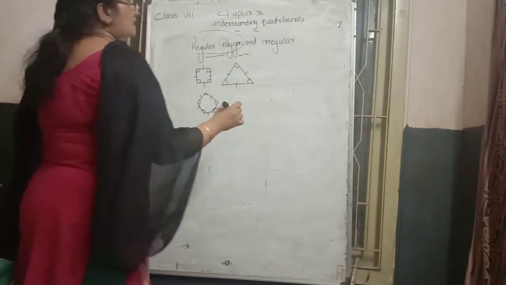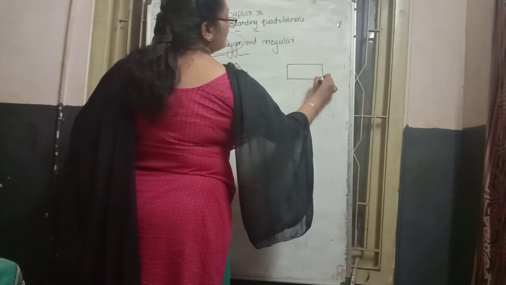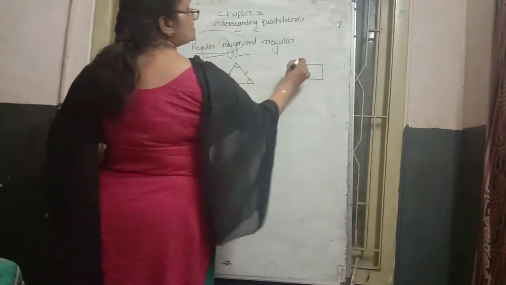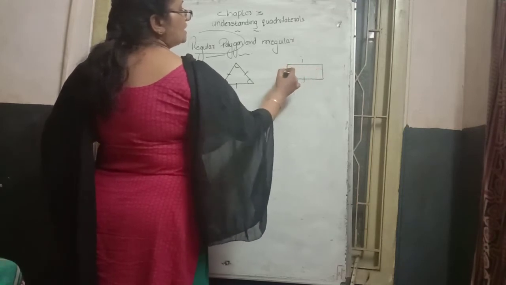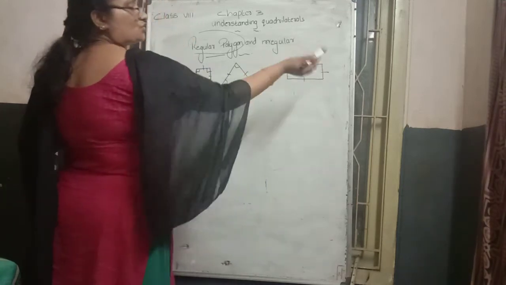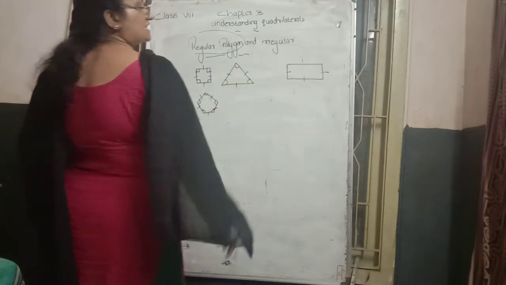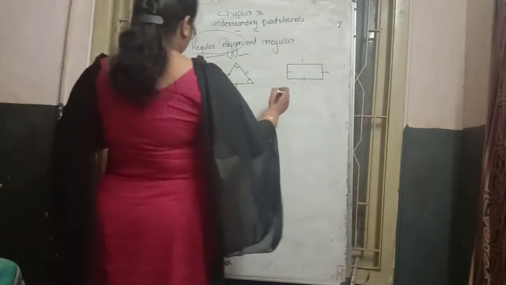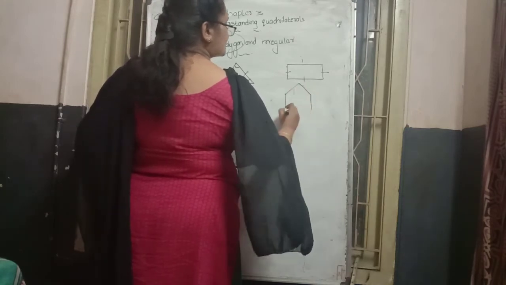Next is irregular. An example of an irregular polygon is a rectangle. Why? Because only opposite sides are equal. These two are equal, and the other two are equal, but not all four are equal. That's why they are irregular. It is the same with this diagram also. In this way, the diagram coming means in this case also we can say it is an example.